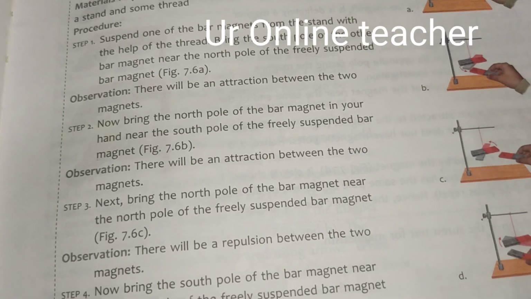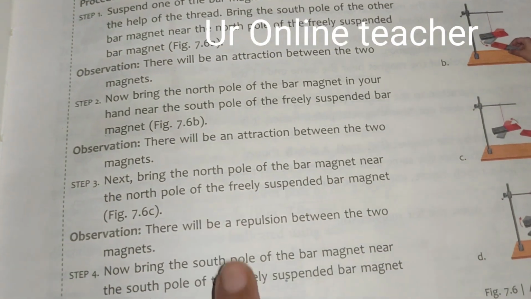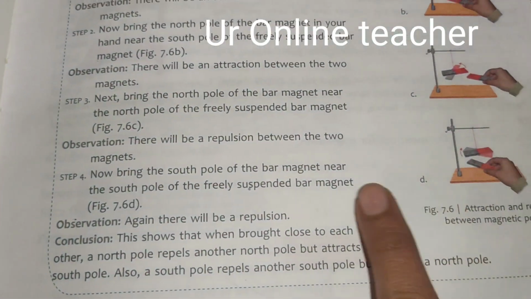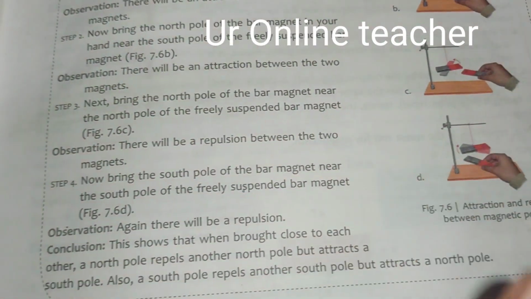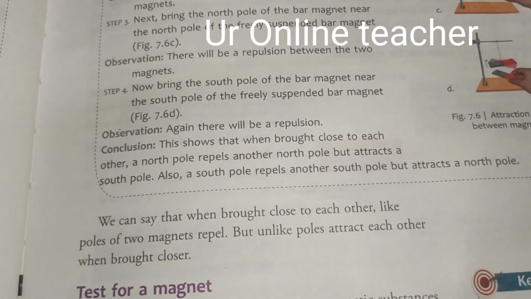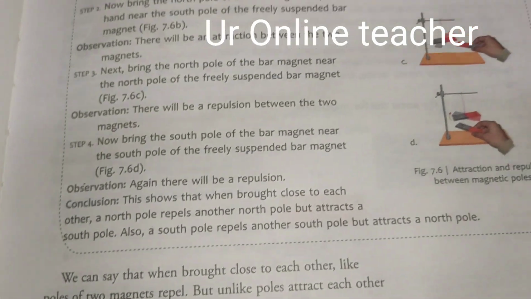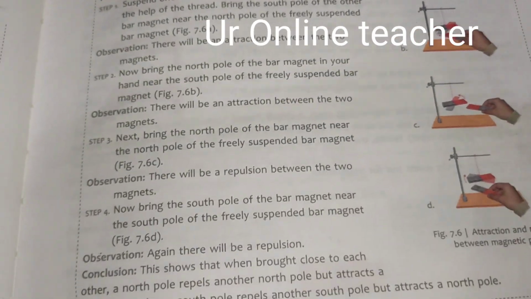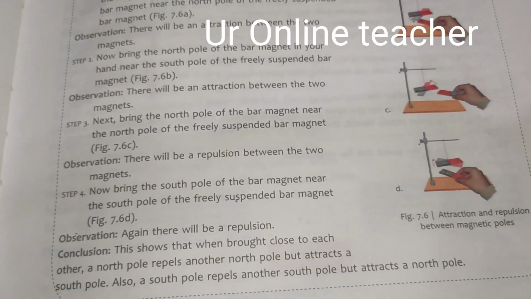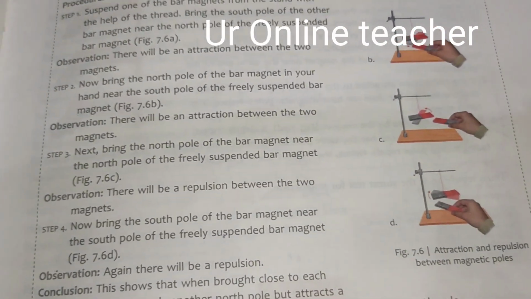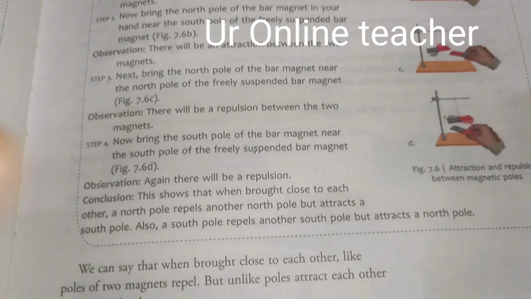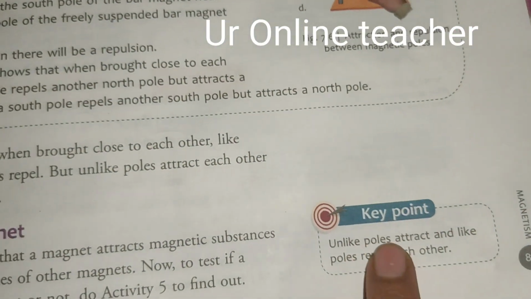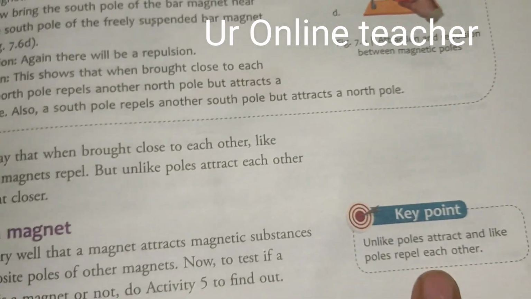Bring the north pole of the magnet to the north pole. Same poles, it will repel. And the south pole of the bar magnet near the south pole of the freely suspended bar magnet. Again it will repel. From this we can know one thing: like poles will repel. If we take north and north, it will repel. South and south, it will repel. But if we take opposite poles, north pole to south pole, then they will attract each other. So from this we came to one conclusion: unlike poles attract and like poles repel each other.